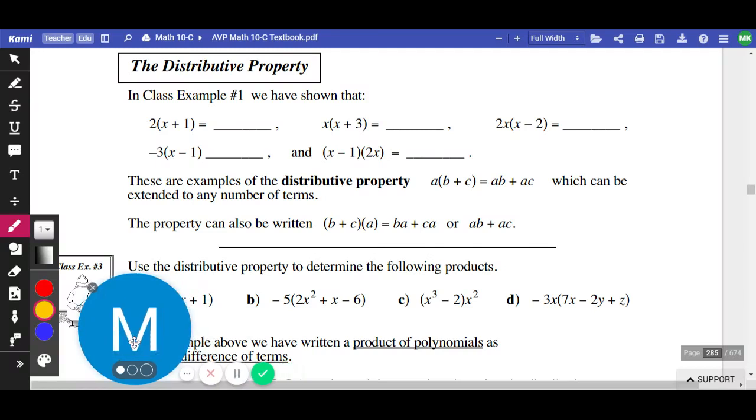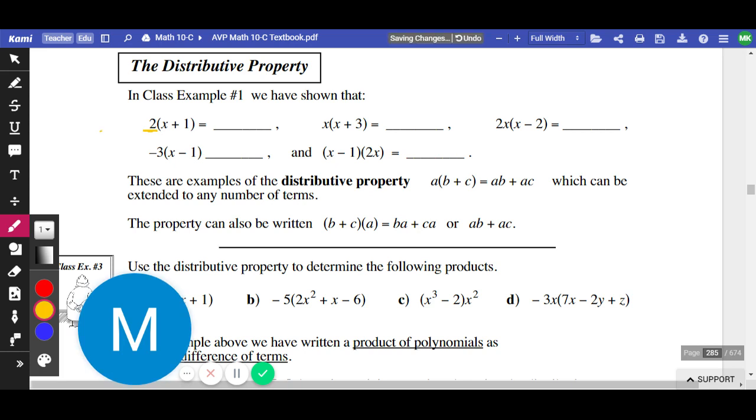The distributive property. The distributive property is just a way to multiply. You could use it for every single question if you wanted to. We typically only use it when we have a monomial times a polynomial. A monomial is something like this, 2x. That would be a monomial.